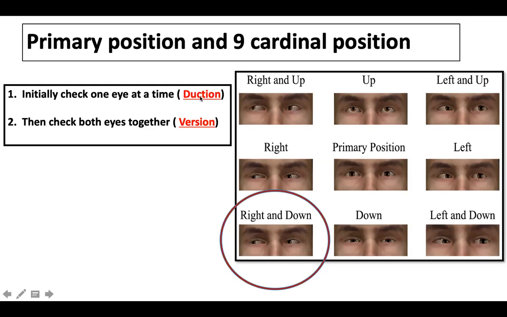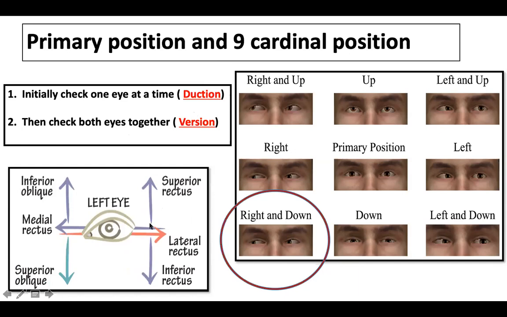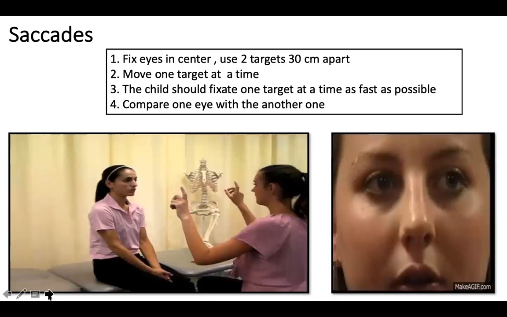So as I told initially, you should check for ductions, starting with the right eye first and then the left eye next, and then you should check both the eyes together, which is known as version. Okay, so this is in fact the same schema for your left eye. Your left superior oblique eye helps to look down towards your right gaze. Okay, so please remember that your left superior oblique eye helps in looking at your right down gaze.